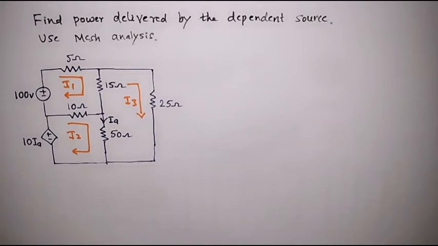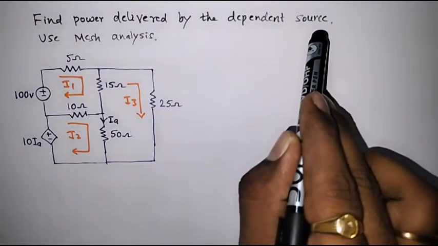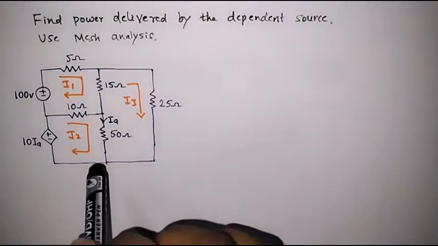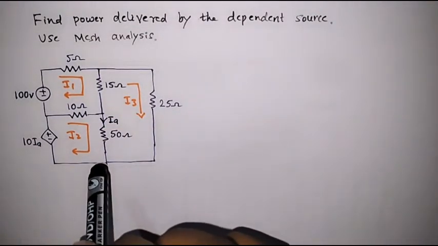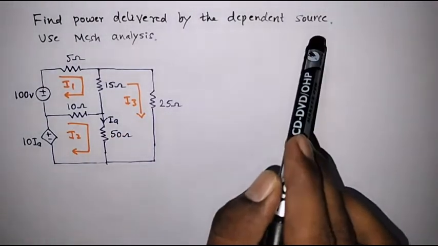Let's take one example on loop analysis or mesh analysis. Find power delivered by the dependent source. Use mesh analysis. Here the circuit is given. We are supposed to calculate power delivered by the dependent source.